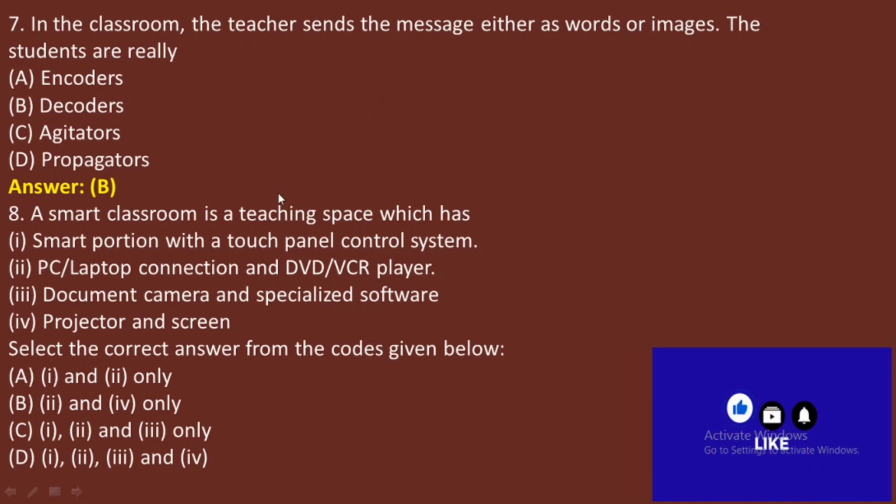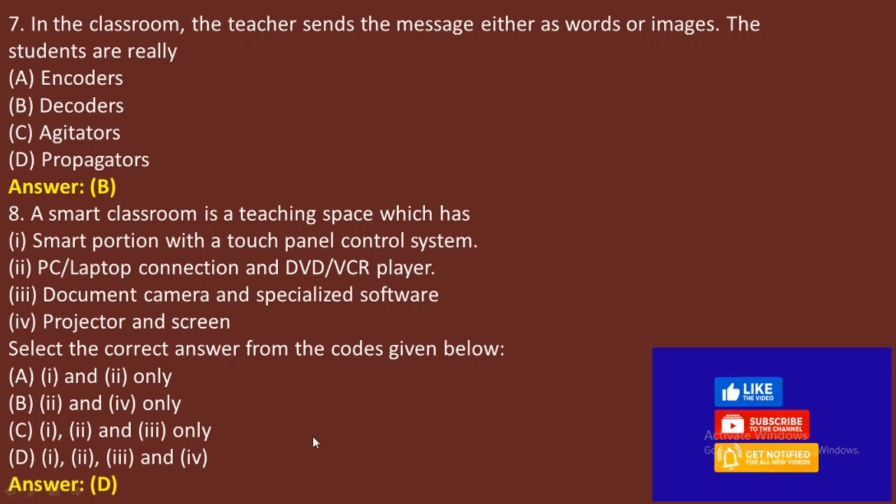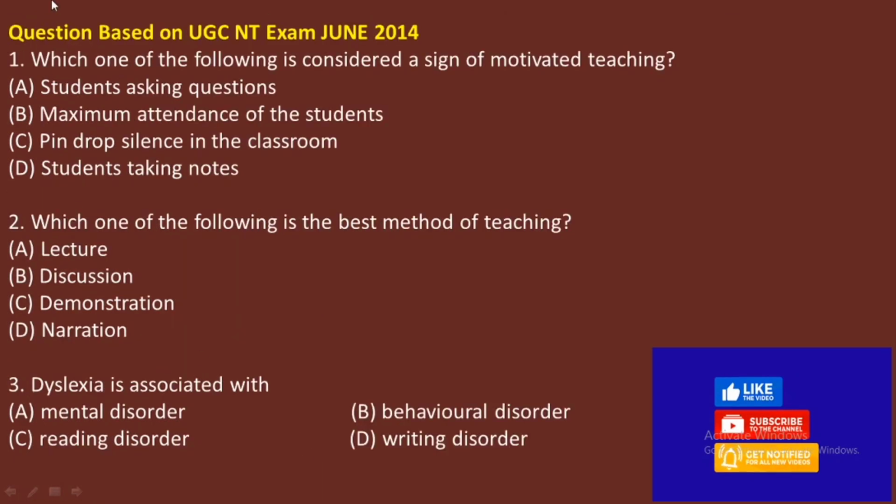A smart classroom is a teaching space which has a smart podium with a touch panel control system, PC or laptop connection and DVD or VCR player, document camera and specialized software, projector and screen. I hope that all these, they involve 1, 2, 3 and 4, that is option D is the right one. And questions based on NET examination 2014 June.